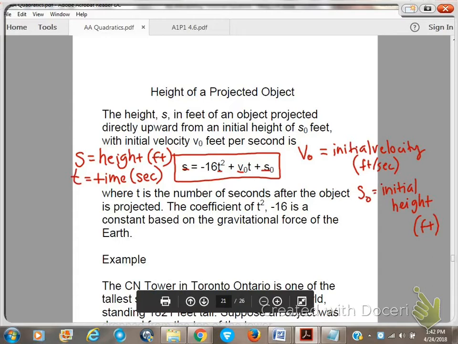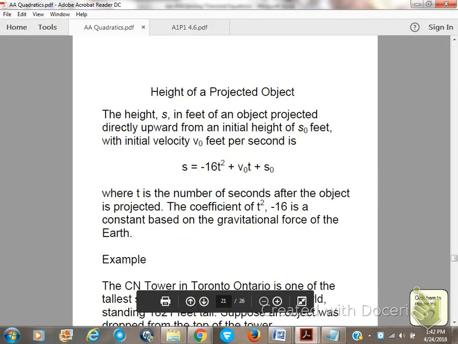Do you have all 4 variables written down, with all of their labels? Okay, because I'm going to push this button and they're all going to go away. Let's take a look at this example.